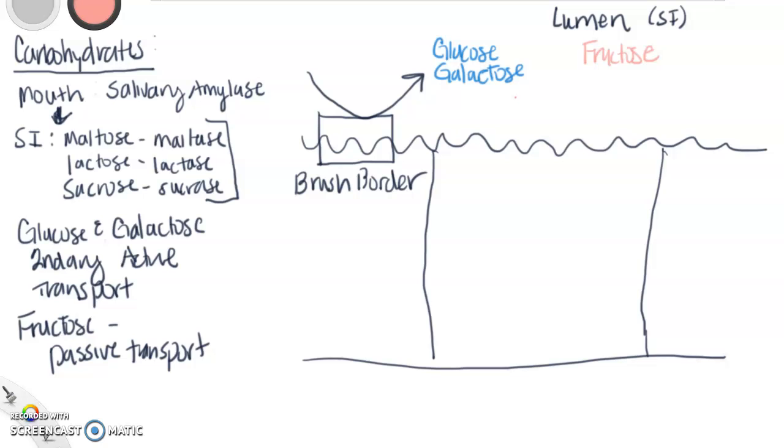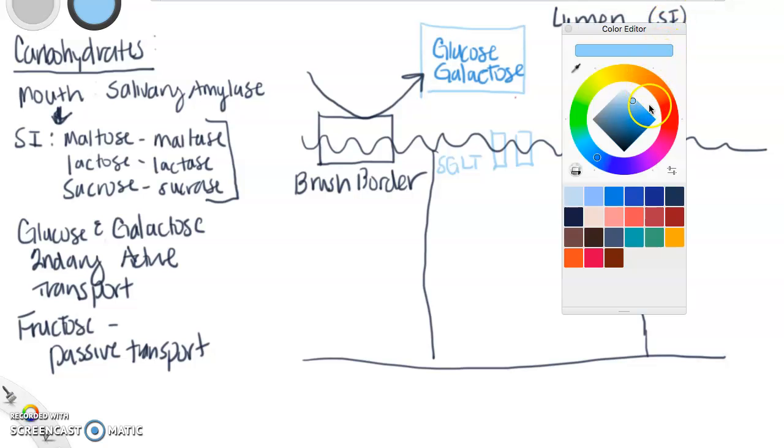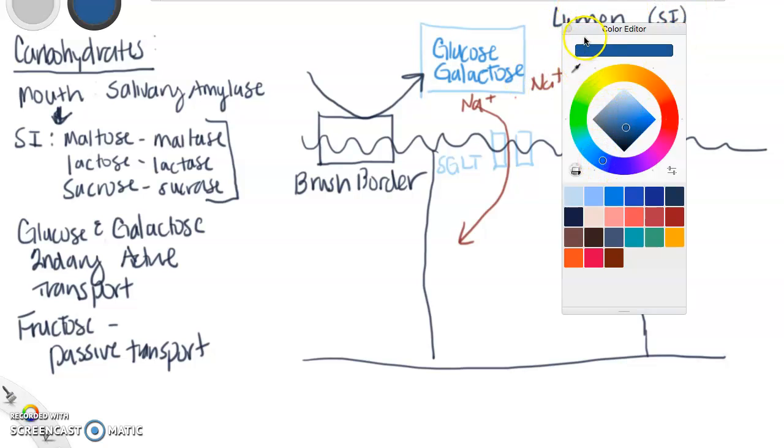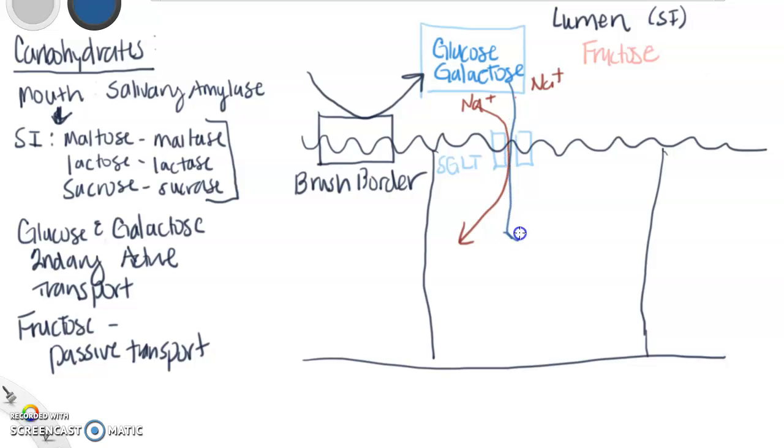So for glucose and galactose, there is a transporter on the membrane that's called SGLT, S-G-L-T. And that means sodium glucose transporter, okay? And those are on the membrane, and what they do is they utilize the gradient for sodium to drag in the glucose and galactose. So we've got sodiums here, and they are coming in, and with that comes the glucose and the galactose.